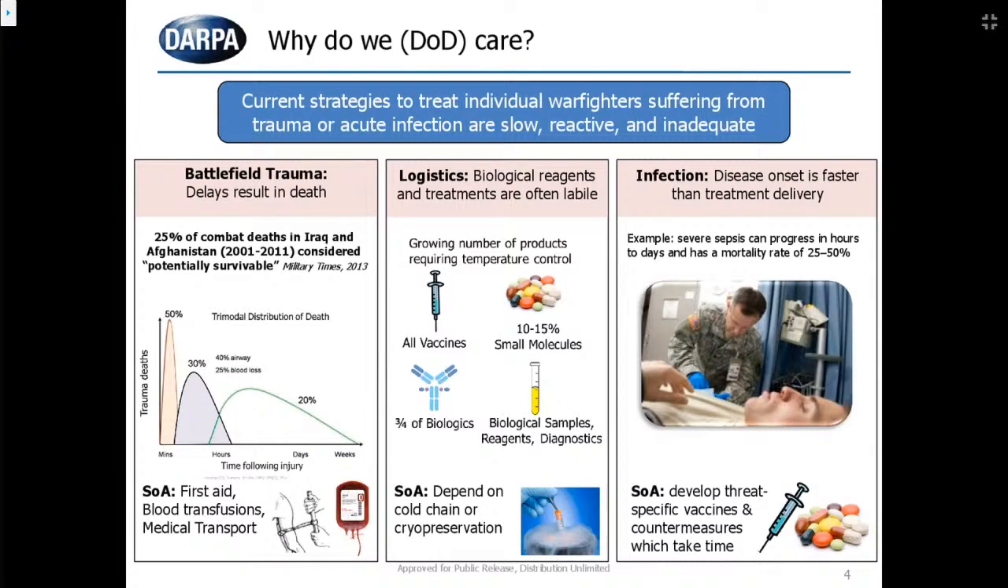Now, this distribution is particularly striking in the context of a field-forward battlefield scenario where physical distance with respect to adequate medical infrastructure is a major confound. It has been estimated that up to a quarter of all combat-related deaths in Iraq and Afghanistan were, quote, potentially survivable had they occurred in a region more similar to, say, a stateside urban environment where most injuries occur within a reasonable radius to a hospital. And as such, the adage, delays result in death, is highly appropriate here.